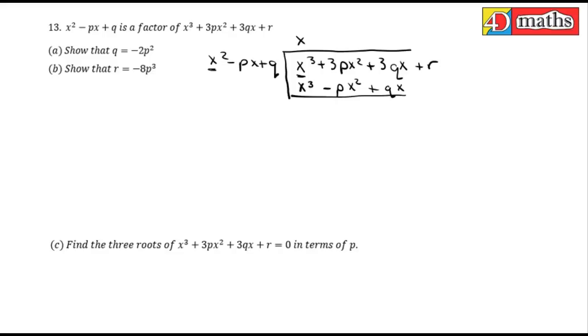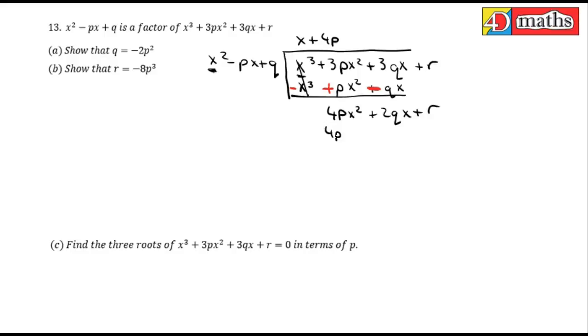Next step then is I change the signs. I change the signs, that becomes a plus and that becomes a minus, and that will cancel. 3px squared plus px squared will be 4px squared. 3qx minus qx is 2qx plus r. Okay, so to do it again, to divide x squared into this, well, if you divide it in, you get 4p. So then you multiply 4p by everything here.